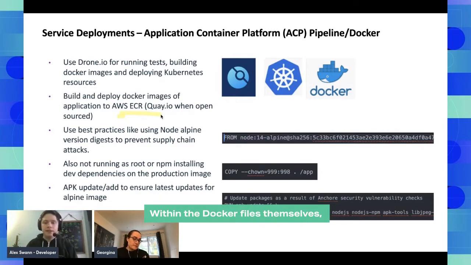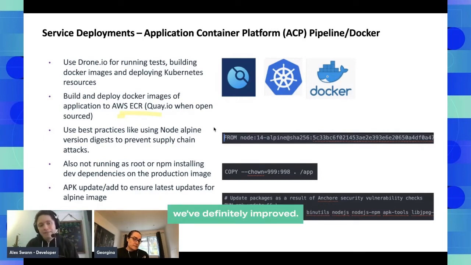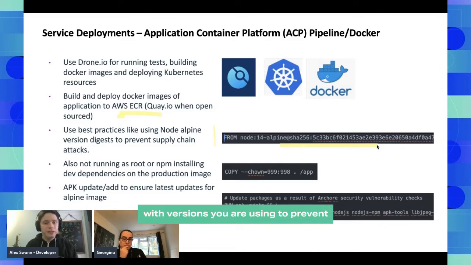Within the Dockerfiles themselves, we've definitely improved on what we were doing before, which is specifying Node Alpine versions, just version this or version that, because when I look through it and try to audit it, being mindful of what might be best practice, now we try and suffix the version with the digest, which is better to stop people tampering with versions you are using, to prevent supply chain attacks.